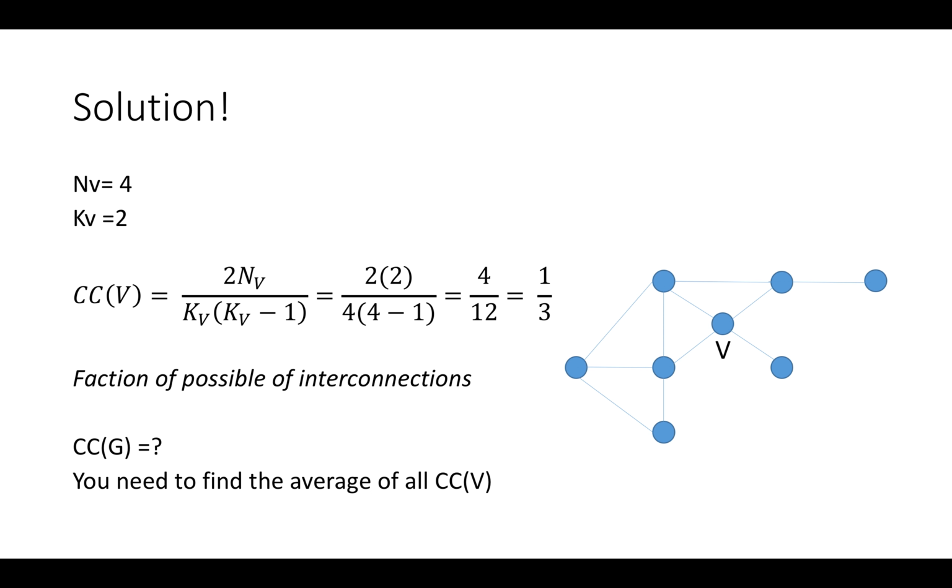And we see that V is actually connected to 2 other nodes. So, KV equals 2. Now we're ready to plug the numbers into our equation, which will give us 2 times 2 divided by 2 times 4 minus 1 equals 4 divided by 12. It can be reduced to 1 over 3. This fraction is the possible interconnections that we have in the graph.